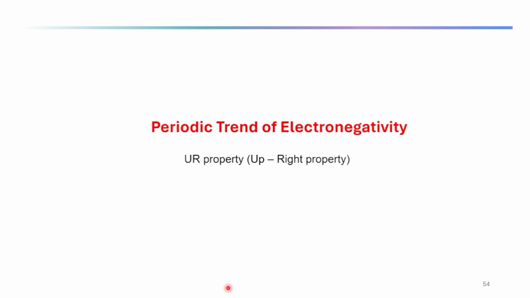Next, we are going to discuss the periodic trend of electronegativity. This is also an upright property. That means along a period, if you go from left to right, the electronegativity value will increase, and along a group, if you go from bottom to top, the electronegativity will increase.